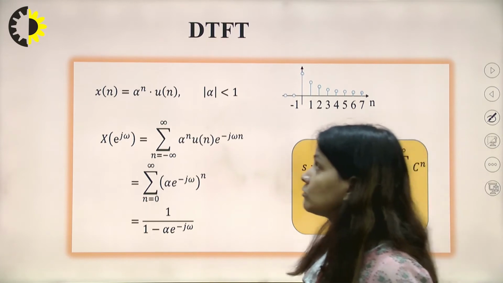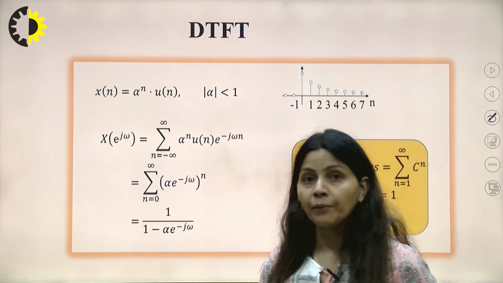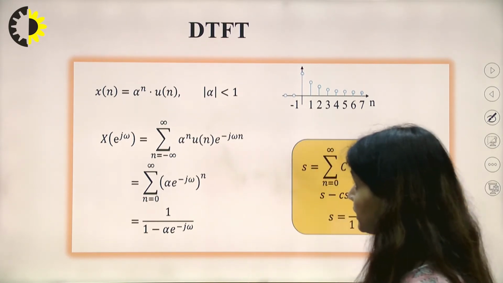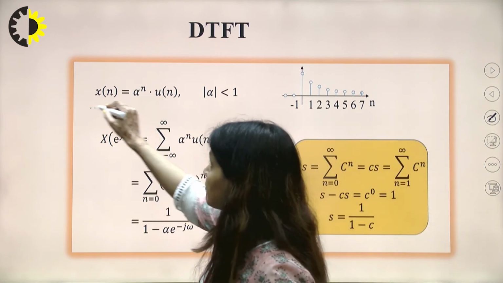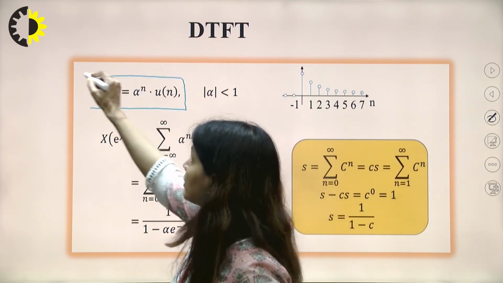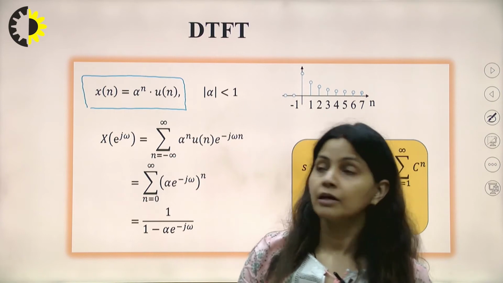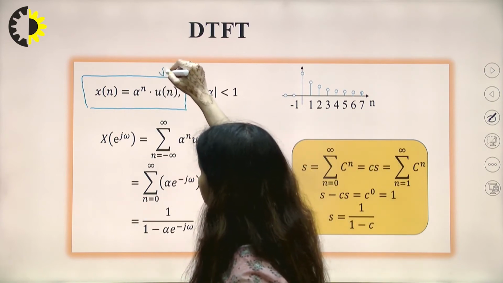Now let us calculate the DTFT of a sequence. Let the sequence be given as x[n] = α^n u[n], where u[n] is the unit step function.